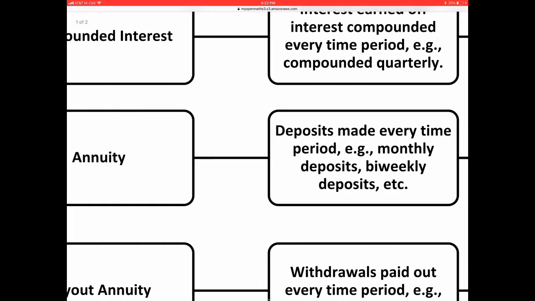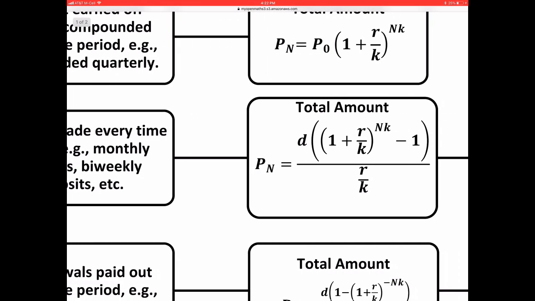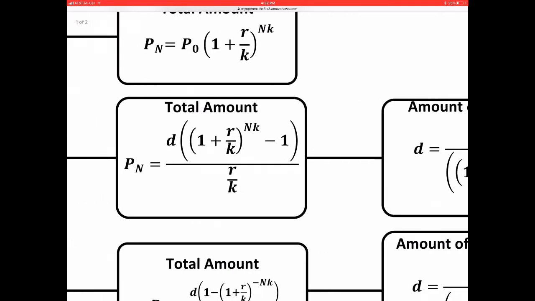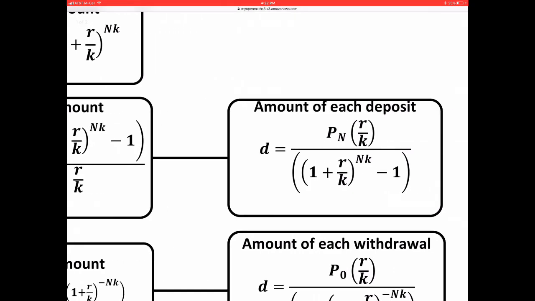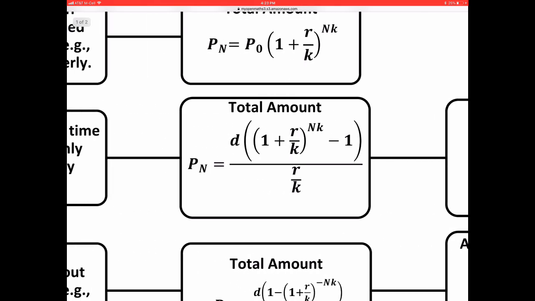Moving to the right, this means I'm making deposits every time period, in this case, monthly. So here, moving to the right, I have two formulas. I have one for the total amount and one for the amount of each deposit. Because sometimes you want a certain amount of money in a certain number of years. Well, how much would you have to deposit every time period? So this is that formula. In this case, we will actually know how much we're depositing every month, and we just want to know how much we're going to have in the end. So this is the formula we'll use. So let's go ahead and transfer that formula over.